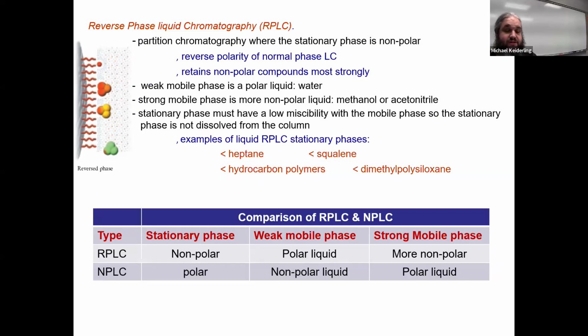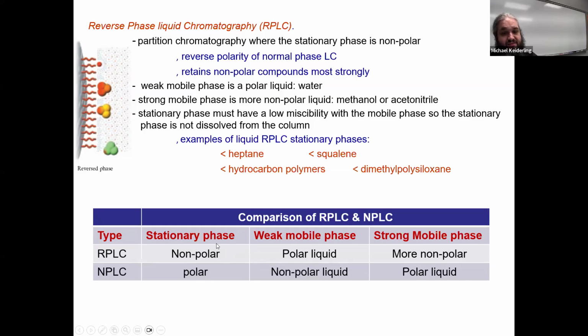The stationary phase must have a low miscibility with the mobile phase, of course, so the stationary phase isn't dissolved from the column. Some examples are heptane, hydrocarbon polymers, squalene, and dimethyl polysiloxane.